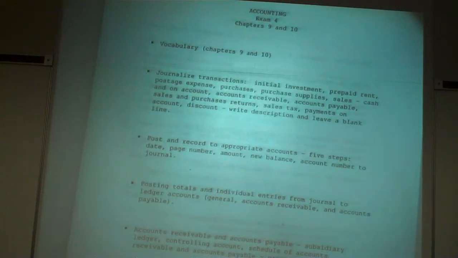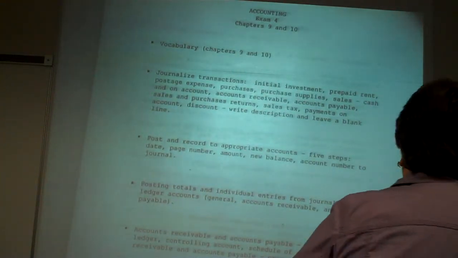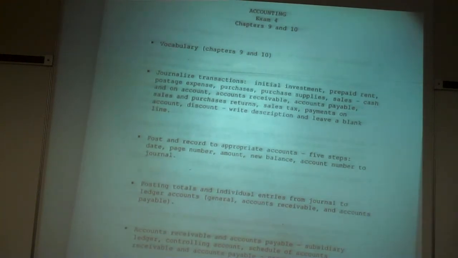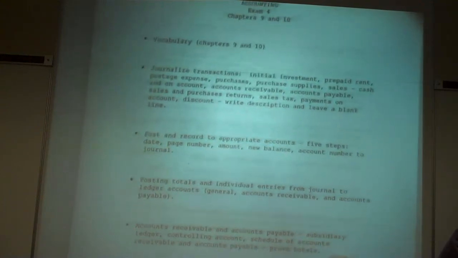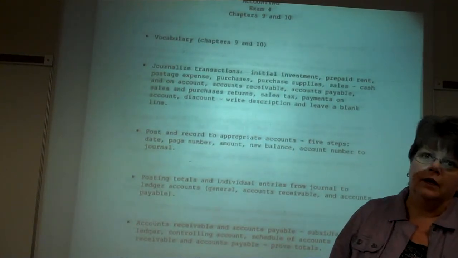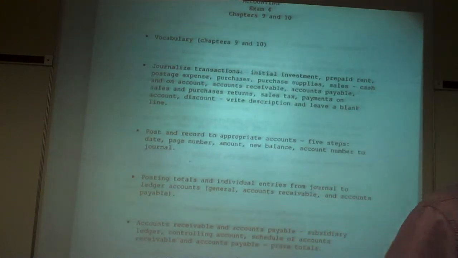All right, the review for our chapter 9 and 10 test, which will be our test 4: accounts receivable, accounts payable, the term subsidiary ledger, controlling account. Make sure that you look at the vocabulary for that.